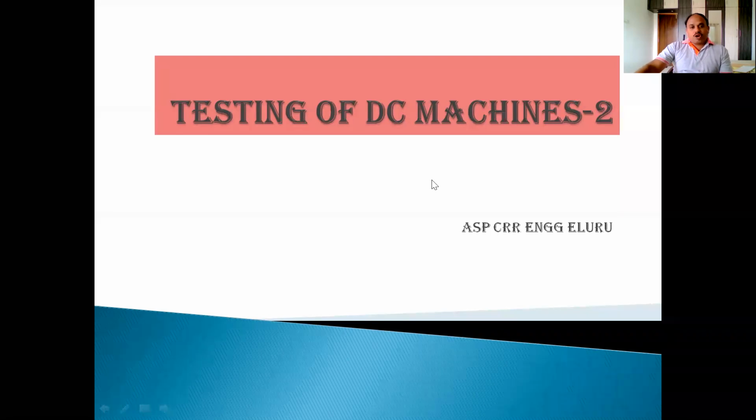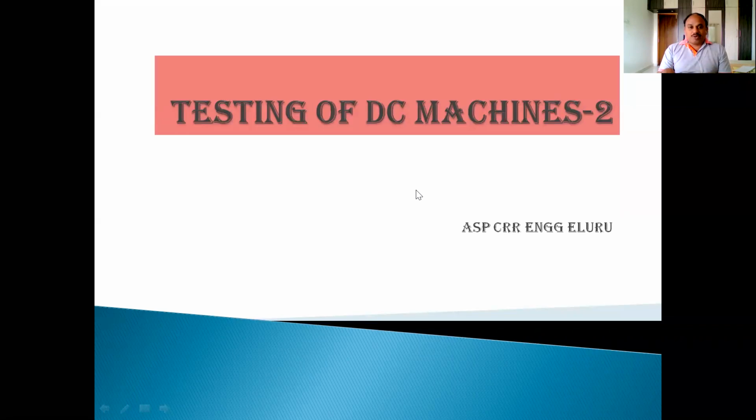Hopkinson test is also called back-to-back test or regenerative test. That is also called a load test. Swinburne test is also called a no load test. The test is conducted under no load condition. In the Hopkinson test, the test is conducted under load condition. So in these two tests, the machine may be run as a generator or a motor. That means the efficiencies and performance of the machines are determined for the generator as well as the motor case.